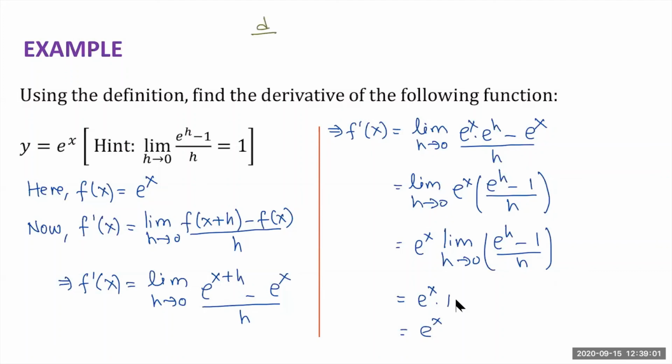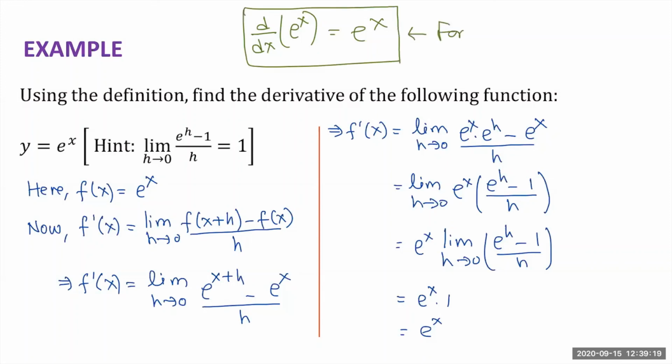The derivative with respect to x of e to the x. The question was e to the x. We are calculating the derivative of e to the x. My answer is also e to the x. The derivative of e to the x is also e to the x. That is a very, very important formula that you need to remember. And we derived this using the definition of derivative over here. The derivative with respect to x of e to the x is e to the x.